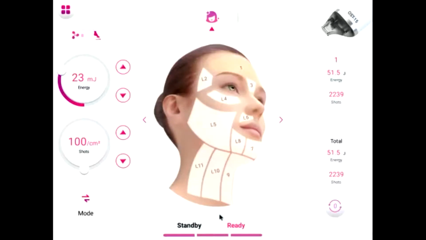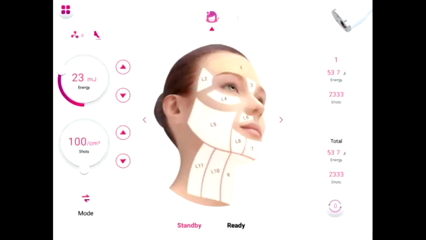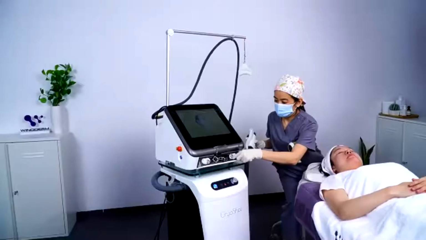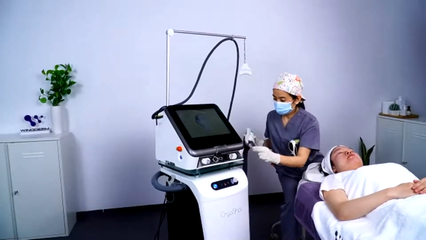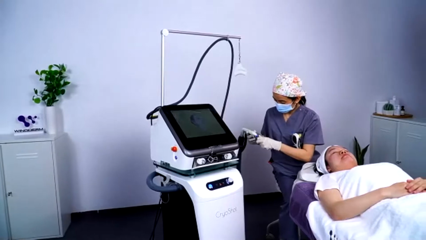Okay, now let's share with you the clinical operation. Our model was ready to do the treatment, already cleaned with the anesthetic. This is her second time for the acne scar treatment.